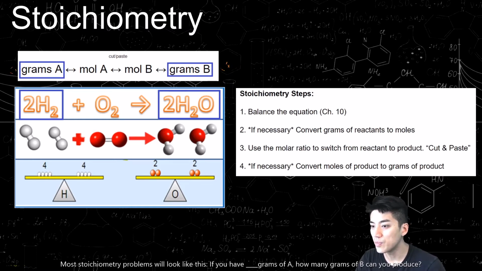So after you're done balancing the equation, you're going to convert grams of A into moles of A, and then from there you're going to switch from moles of A to moles of B using something I call cut and paste. So that's known as the molar ratio. So it's a way that we switch from reactants to products. And in the last step, you're going to change moles of compound B to grams of B. So looking at the graphic one more time, to get from grams of A to grams of B, you're going to go grams of A to moles of A. You're going to cut and paste to get to moles of B. And then from moles of B, you can get to grams of B.